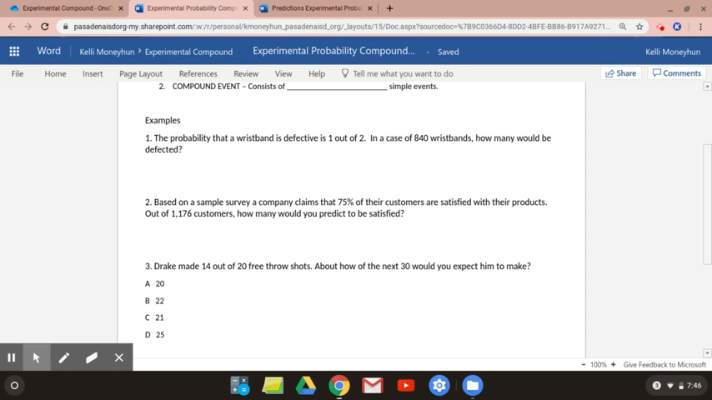Hey y'all. All right, let's get started with our examples and our initial practice for predictions with compound and without compound probability. Number one, the probability that a wristband is defective is 1 out of 2. That's a probability, by the way. In a case of 840 wristbands, how many would be defective?